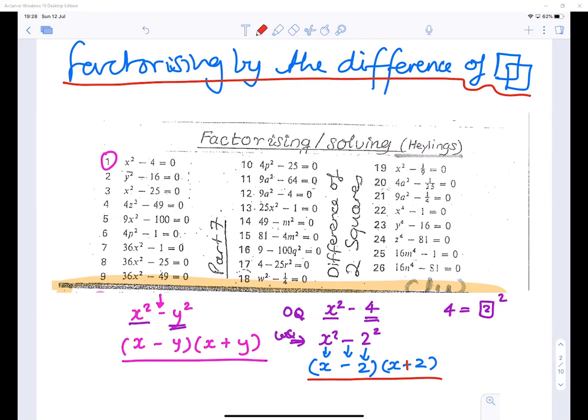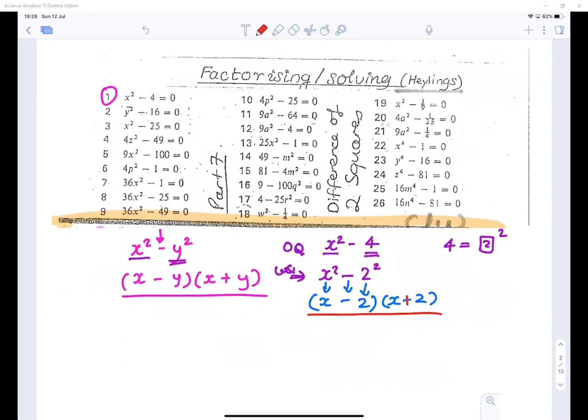And if you wanted to test and see whether there's any sense in this, let's multiply it out. Let's write down x minus 2, x plus 2, and multiply it out. See if you do get back to that. So x times x is x squared. X times plus 2 is plus 2x. Minus 2 times x is minus 2x. Minus 2 times plus 2 is minus 4.